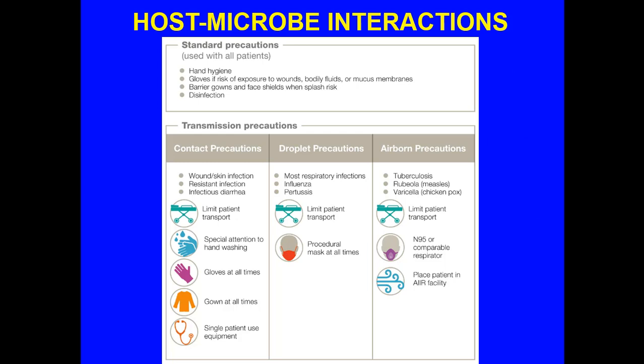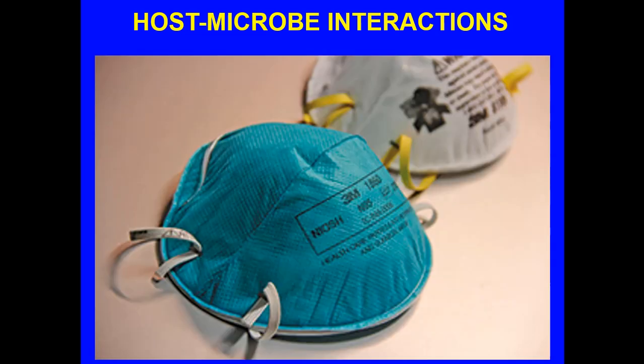So here's where you see a lot of the basics now. Standard precautions: hand hygiene, gloves, basically protection if there's a risk of exposure to wounds, bodily fluids, mucous membranes, barrier gowns and face shields when splash risks exist, and disinfection. And you can see and review all of this. Of course, this has become sort of a second theme now, because in part of COVID-19, everybody's been brought back up to speed on this. Now, here, of course, is an N95 mask.